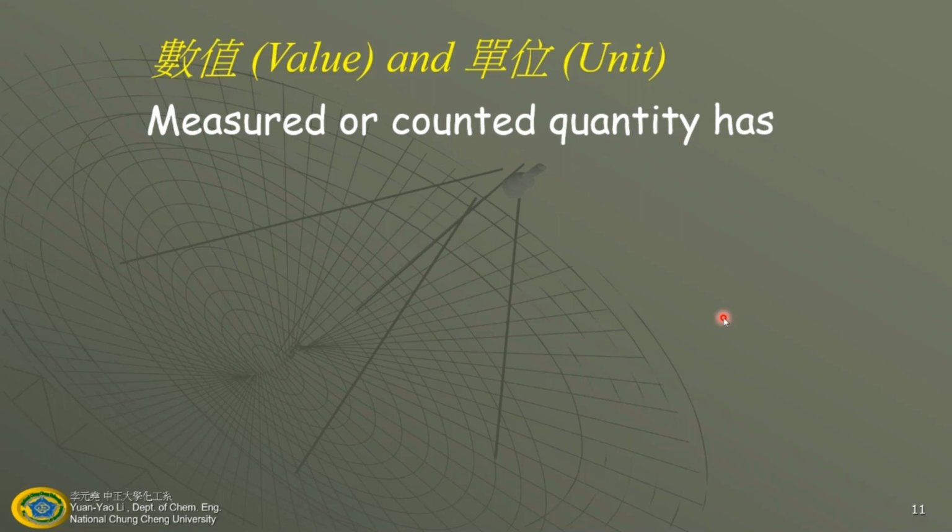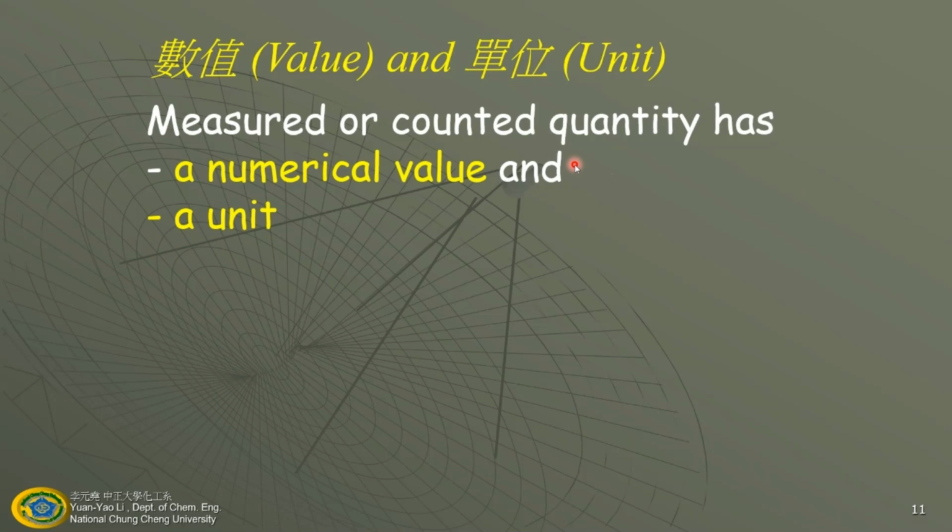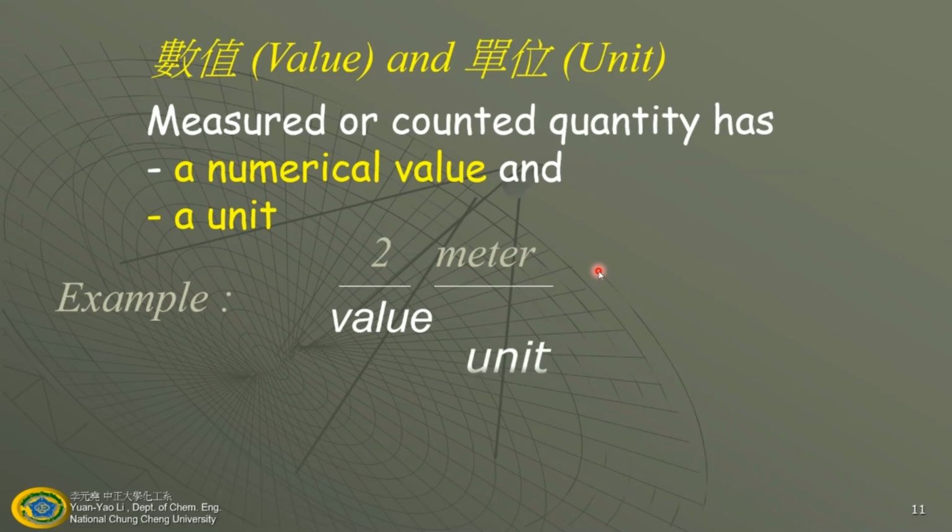All measured or counted quantities have a numerical value and a unit. Once you want to measure something, you want to measure the time, the length, the weight, they are all quantities. This quantity has 2 things. One is value, one is unit. I'll give you an example. 2 meters, right? So 2 is value. Meter is unit. So you can have different units, right? 2 meters, 2 seconds, 2 kilograms. These are units.